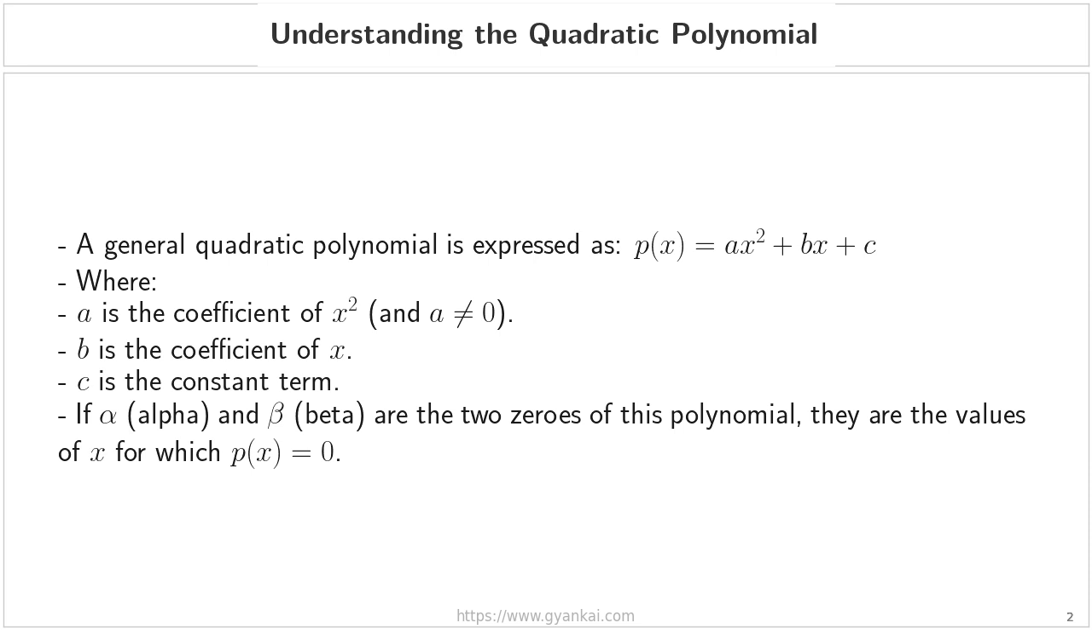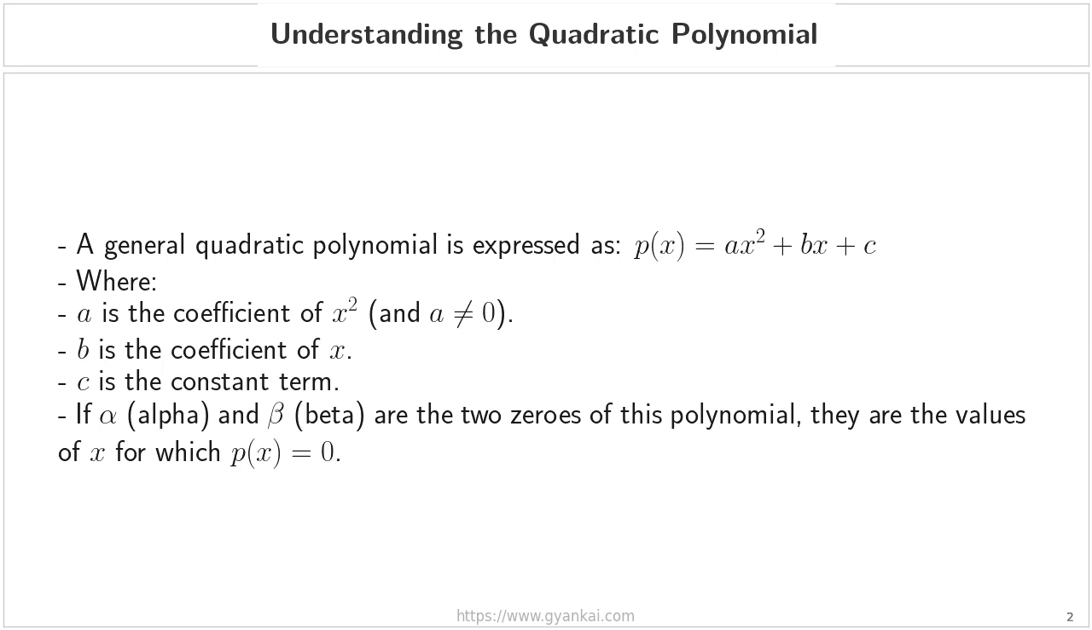Now, moving forward to the next part of our lesson, we need to talk about the zeros of this polynomial. If we call these two zeros alpha and beta, these are simply the specific values of x that, when plugged into our polynomial, make the entire expression equal to 0. In other words, they are the solutions where p of x equals 0. Keep this definition in mind, as we are about to see how these zeros relate directly to those coefficients, a, b, and c, in the next slide.